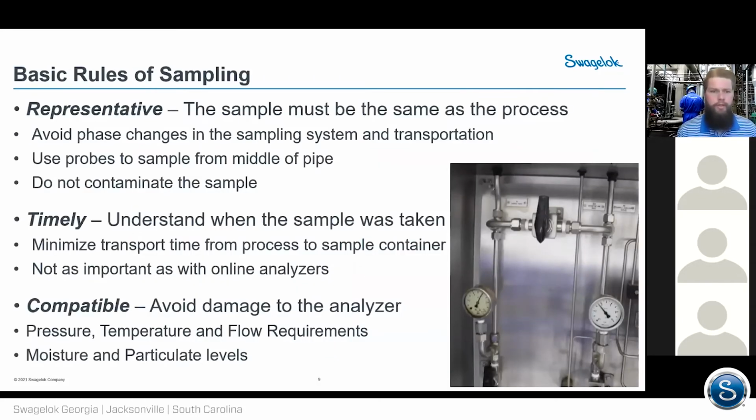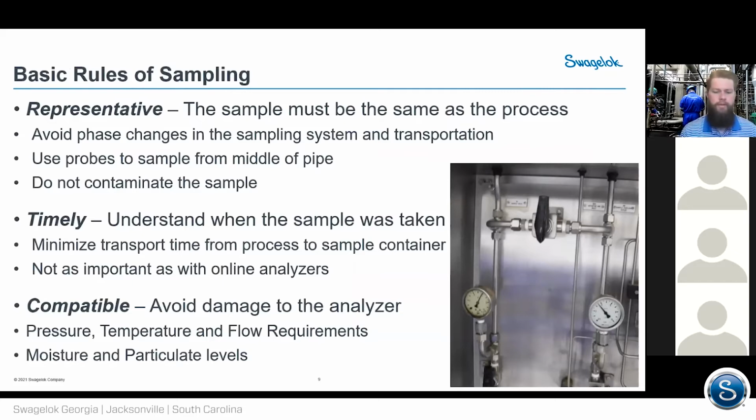Basic rules, no matter whether you're sampling continuously or taking grab samples, you've got to be representative. You can't modify or contaminate the sample. You've got to be timely. We need to really understand a little bit about what timely means. It's a little bit different definition for different applications and different analyzers.